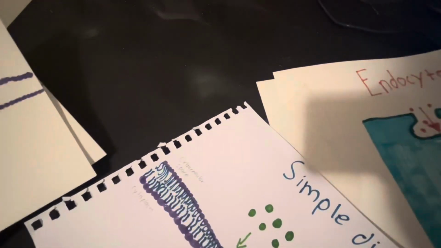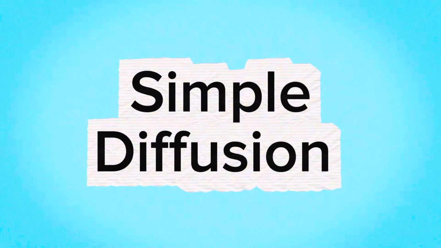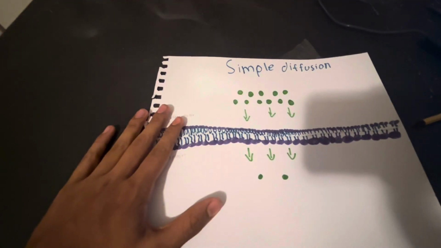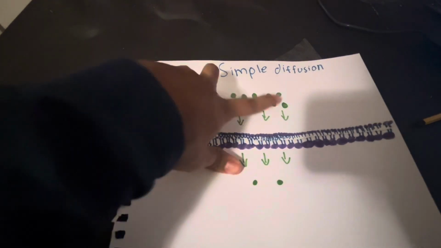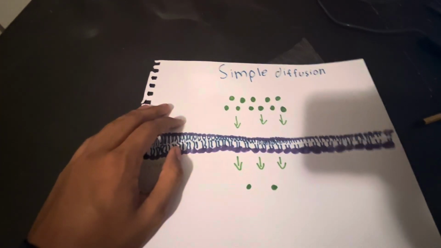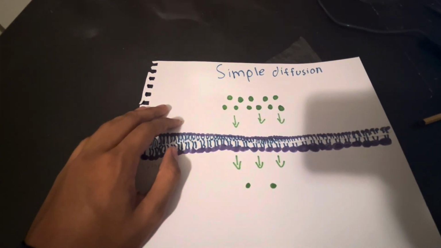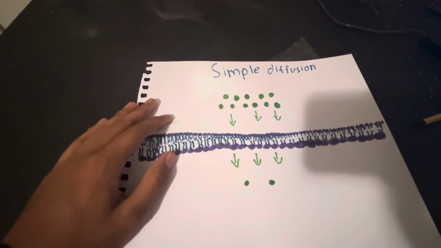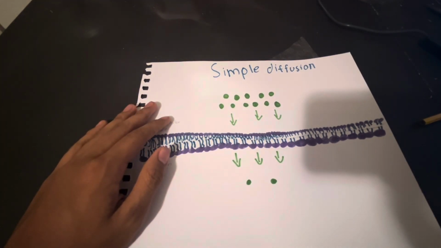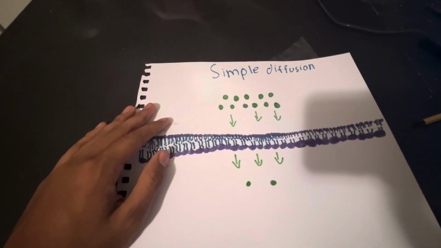Simple diffusion is when molecules move from an area where there's a lot of them, which will be right here, to an area where there's less, kind of like people spreading out in a big room. This doesn't need any energy because it happens naturally. Substances like oxygen and carbon dioxide move across the cell membrane this way.